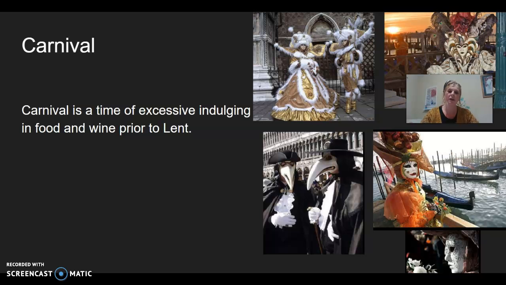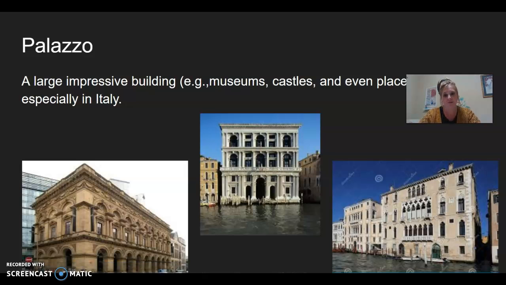But in the story, we do have Carnival, and like I said, it's a time of excessive indulging. In fact, I believe in our piece, the author writes, or our narrator calls it, a time of supreme madness. Okay? Moving on. The next three images you're going to see here are just very large, impressive buildings. Okay, and we call those palazzos, and they're really popular in Italy. They're like castles or even places of residence. Generally, very wealthy people would live in a palazzo.